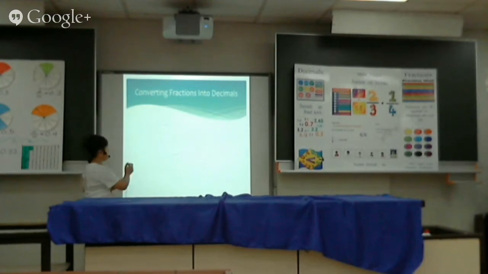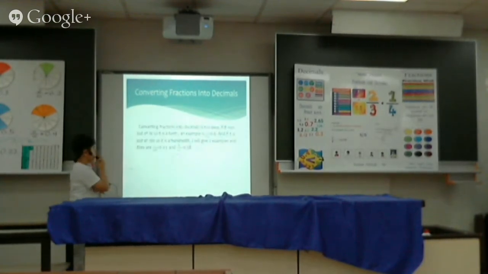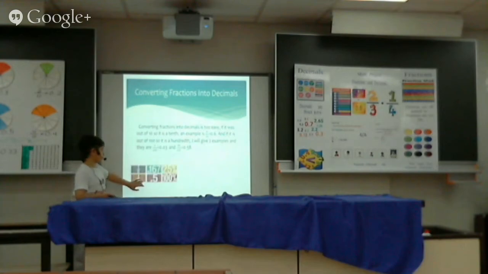Converting fractions into decimals. Converting fractions into decimals is too easy. If it is out of 10, it is a tenth. An example is 6 over 10 equals 0.6. And if it is out of 100, it is a hundredth. I will give you two examples: 3 over 100 equals 0.03, and 52 over 100 equals 0.52. These are some examples.